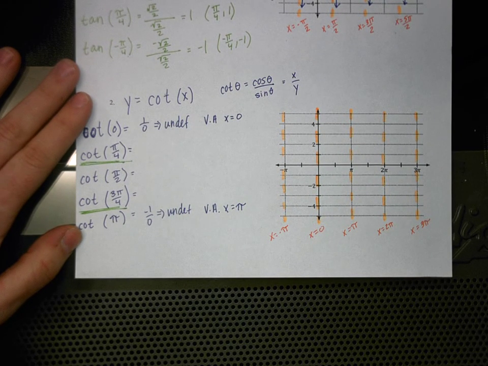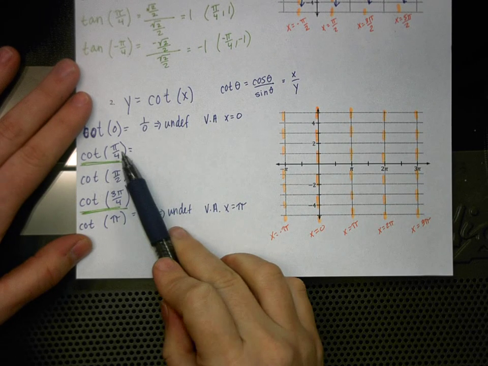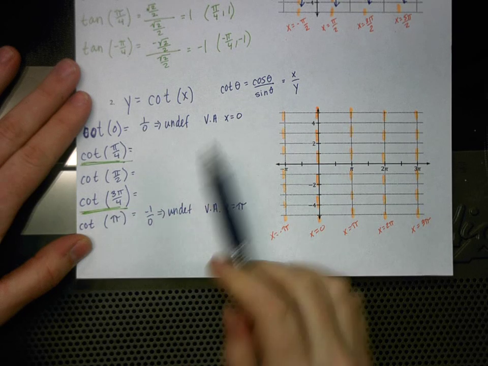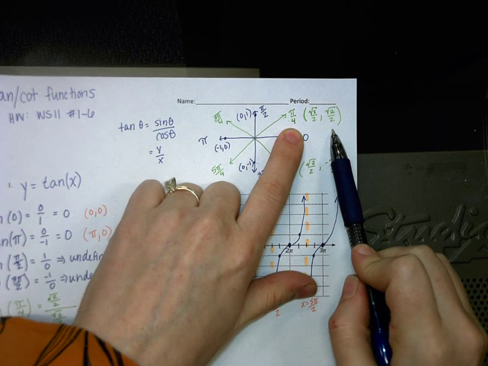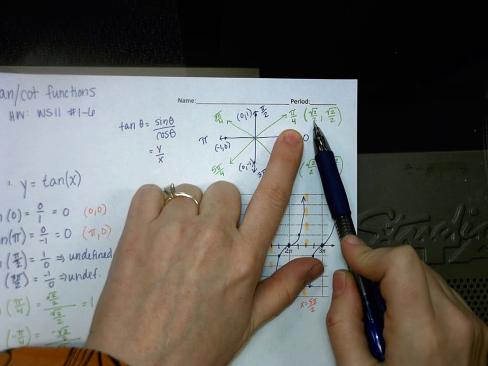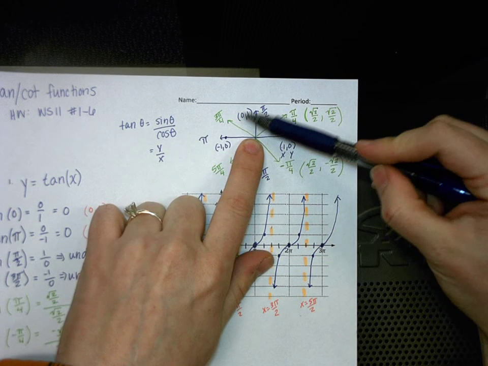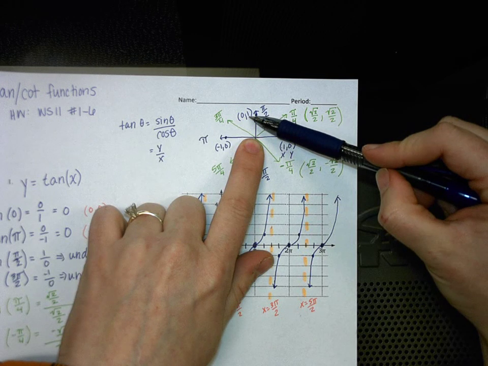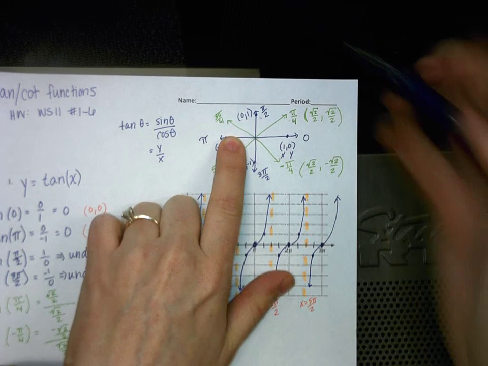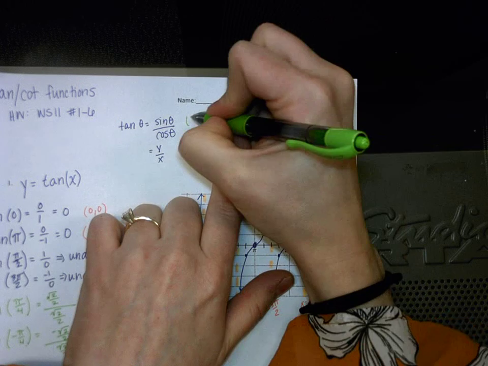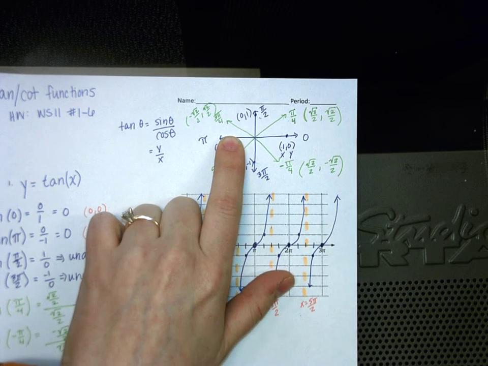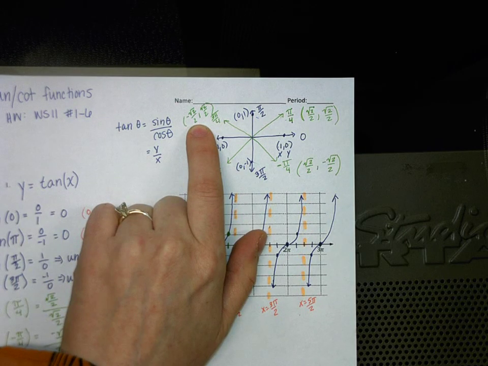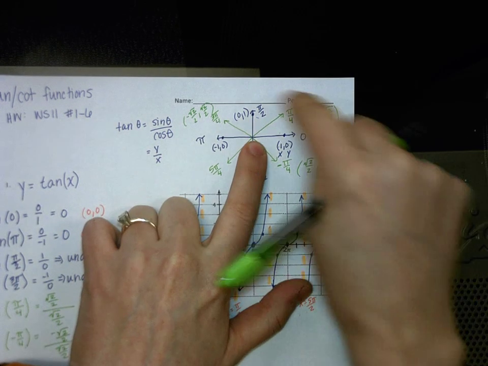All right, we'll do pi over 4, pi over 2, and then 3 pi over 4. So pi over 4, x over y is going to give me what? 1. Pi over 2, x over y is going to give me 0. And 3 pi over 4, I guess I should have written that down. Negative root 2 over 2 over positive root 2 over 2 is negative 1. So positive 1, 0, negative 1.